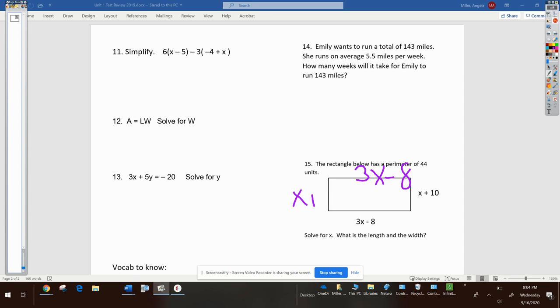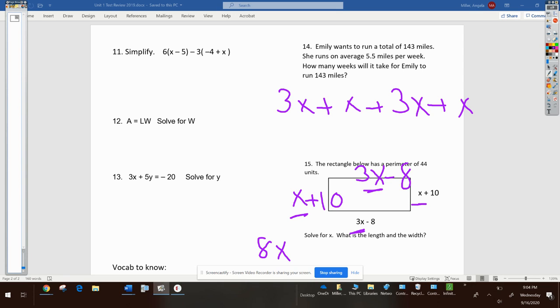This is going to be x plus 10. All right, so I need to add all my x's up. So I have 3x and x and 3x and x. So I'm going to write it up here. 3x plus x plus 3x plus x. So that gives me 8x.